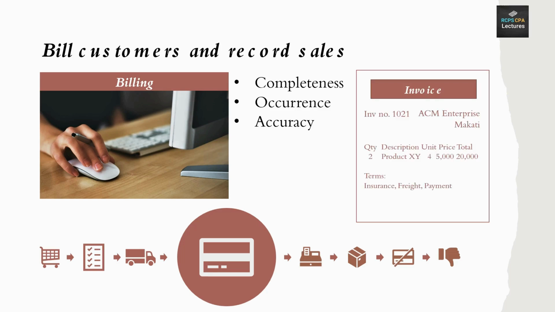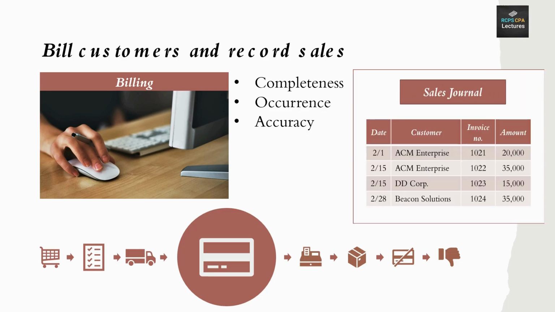Upon billing, a sales invoice is prepared, which includes information about the description and quantity of goods sold, the price, freight charges, payment, and other terms, and is sent to the customer to inform them about the amount of the sale and the payment due date. Each sale is recorded in the sales journal or sales book, which accumulates the information about the sales transactions for a given period of time and is used to update the company's ledgers.